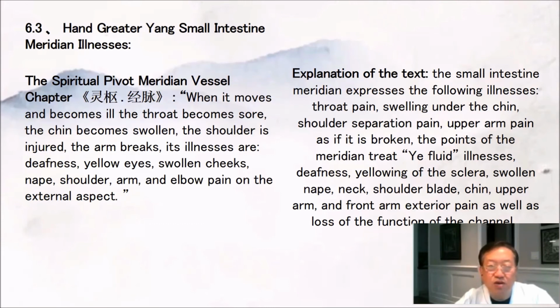Its illnesses are deafness, yellow eyes, swollen cheeks, nape, shoulder, arm, and elbow pain on the external aspect. The points of the meridian treat these illnesses: deafness, yellowing of the sclera, swollen nape, neck, shoulder blade, chin, upper arm, and front arm exterior pain, as well as loss of the function of the channel.